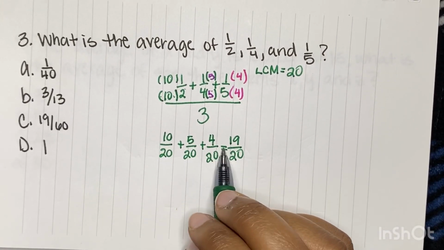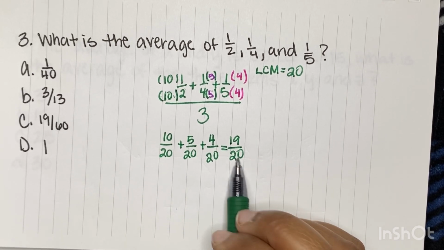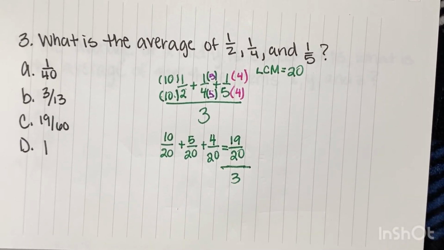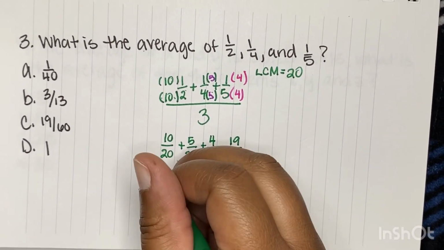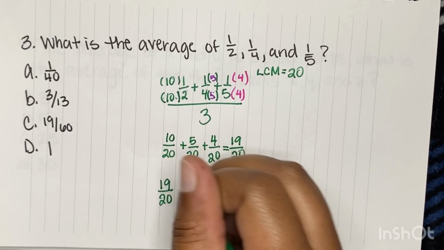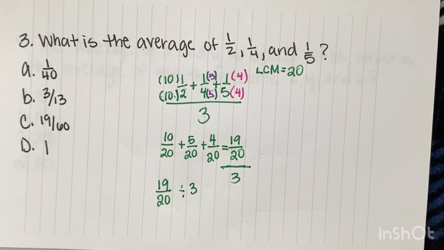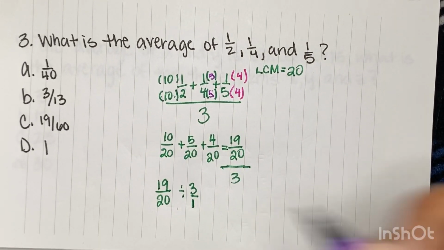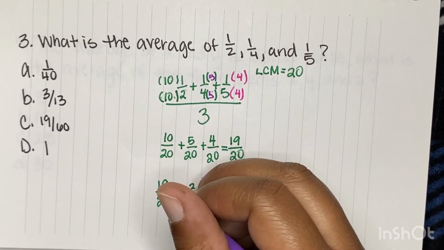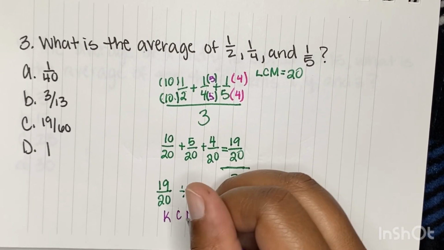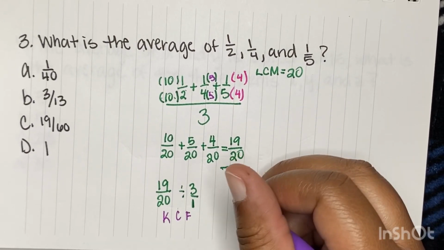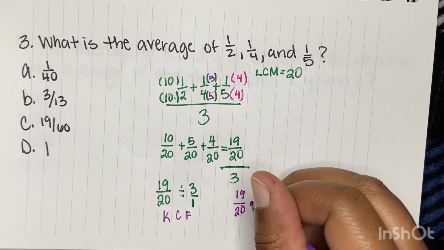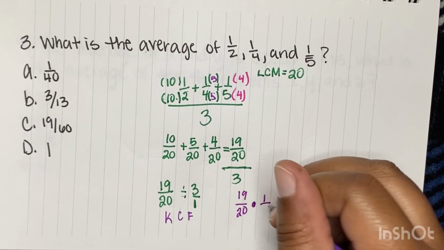Okay, remember when you add fractions, you can add their tops, but the denominator stays the same. And then we still have this divide by 3, right? Well, this is looking crazy. I don't like it like this. So I'm going to put 19 over 20 divided by 3. Okay, and then every whole number can be put over 1. So we can never divide fractions. So we have to keep, change, flip. Okay, so we're going to keep this 19 over 20. We're going to change our division sign to multiplication, and we're going to flip this to 1 over 3.